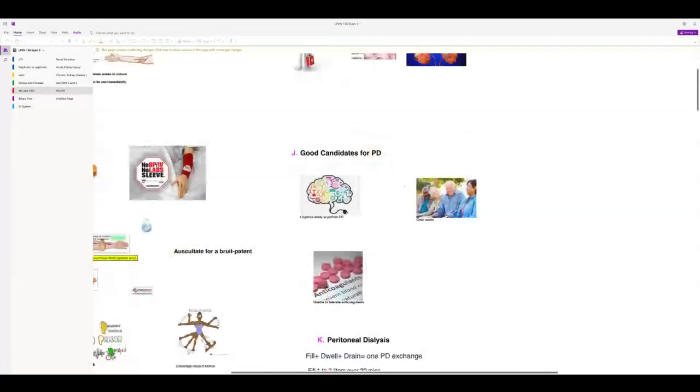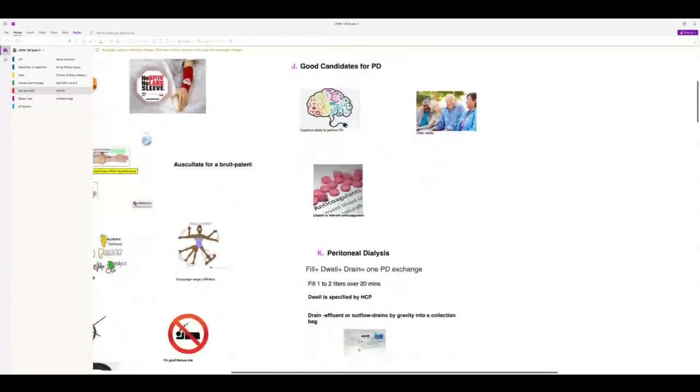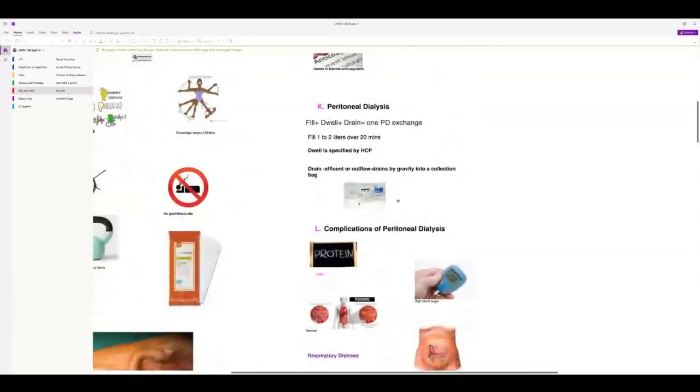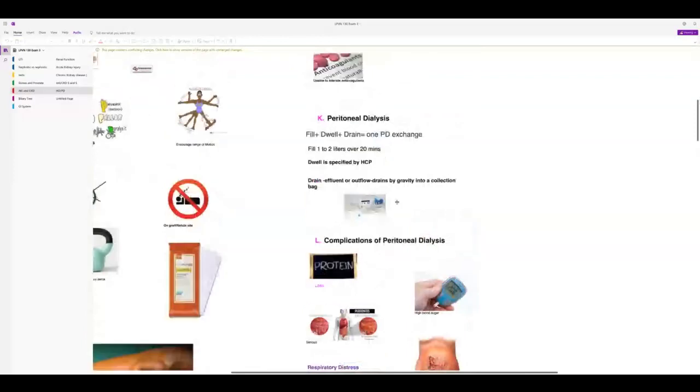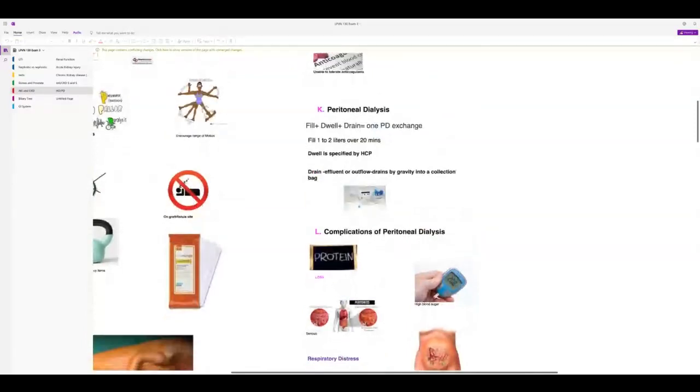All right, the candidates for peritoneal dialysis have to be able to take care of themselves. And it's a good choice for people that can't take anticoagulants.